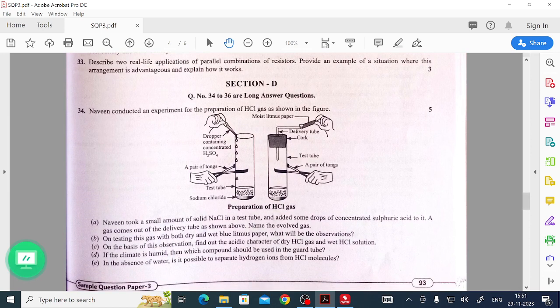So direct question. Describe two real life applications of parallel combination of resistors.